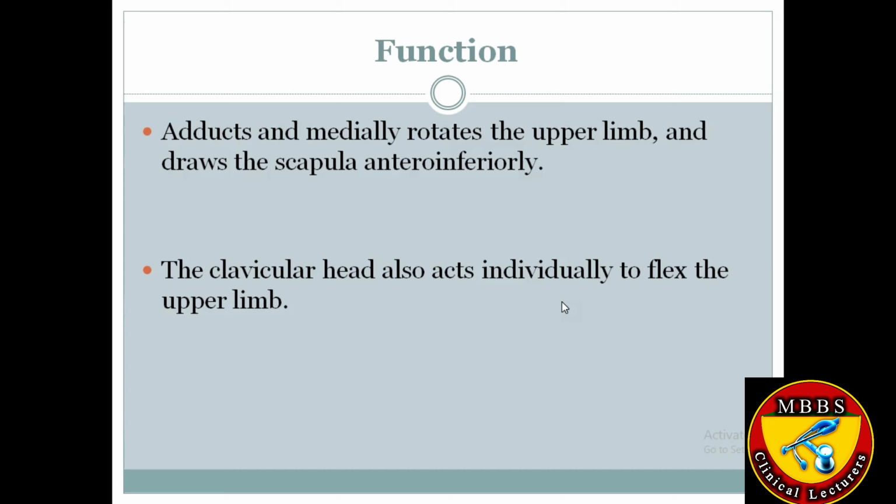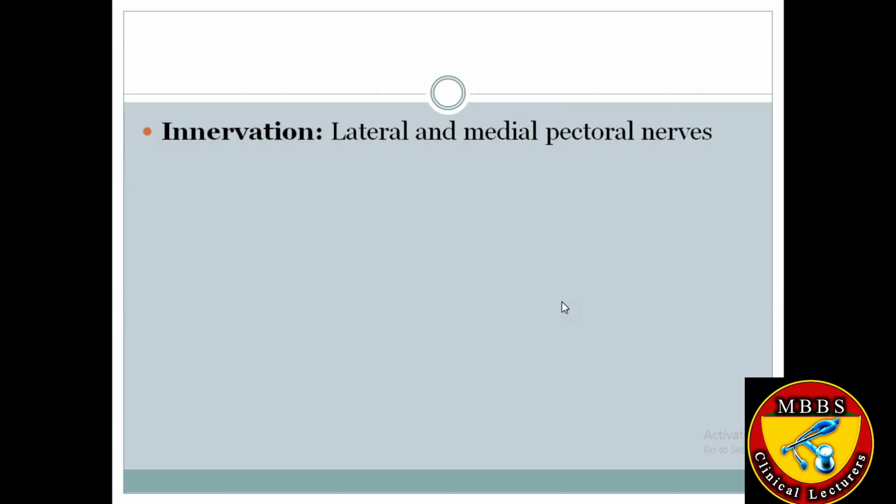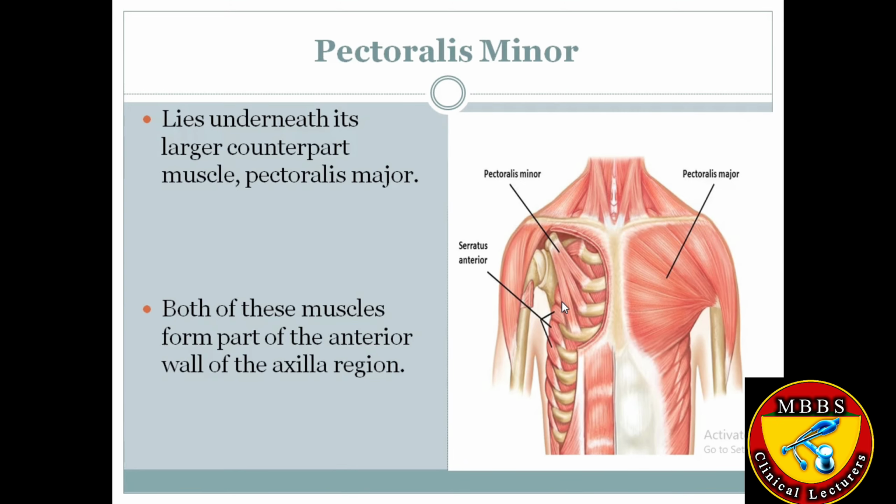The function of the pectoralis major is to adduct and medially rotate the upper limb and draw the scapula anterior-inferiorly. The clavicular head also acts individually to flex the upper limb. Innervation is by the lateral and medial pectoral nerves.